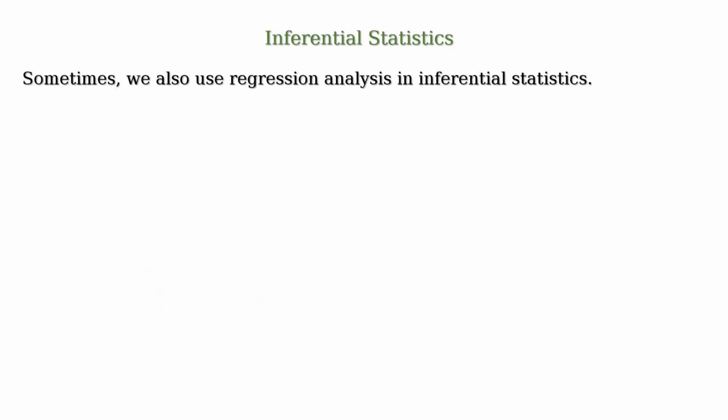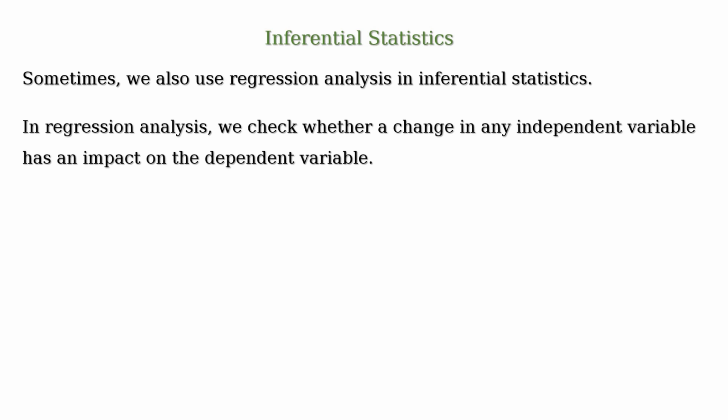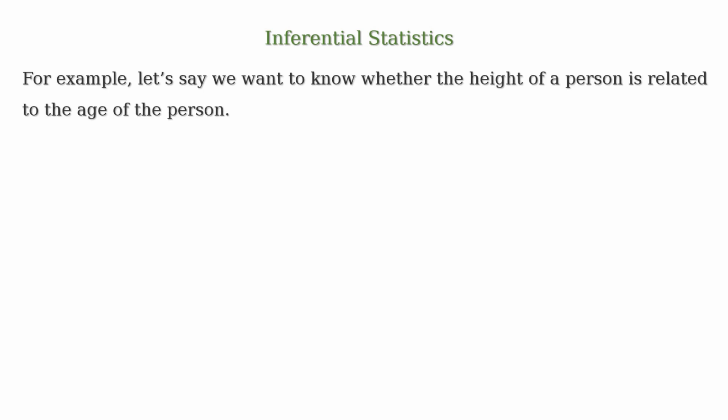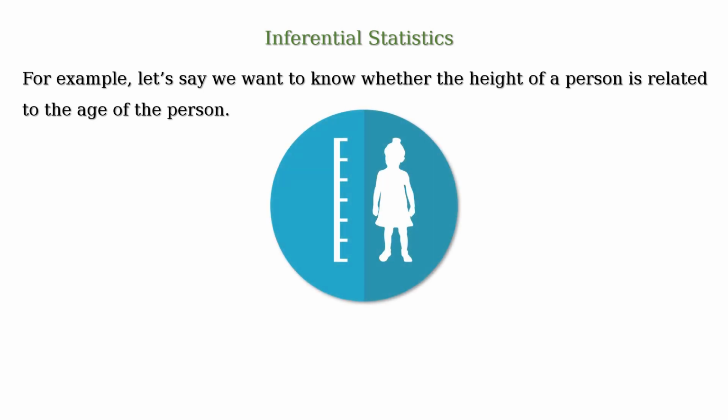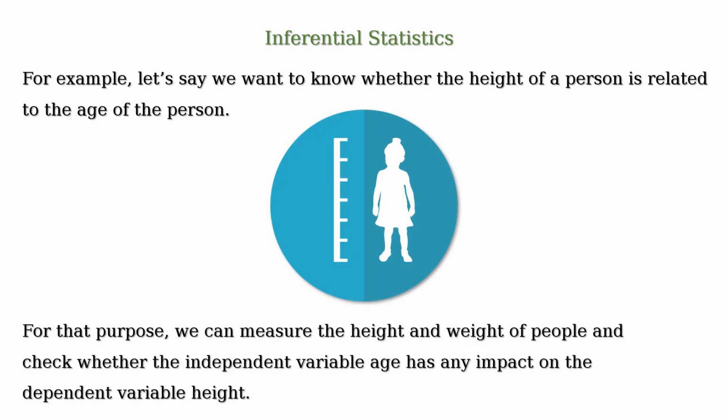In regression analysis, we check whether a change in any independent variable has an impact on the dependent variable. For example, let's say we want to know whether the height of a person is related to the age of the person. For that purpose, we can measure the height and age of people and check whether the independent variable age has any impact on the dependent variable height.